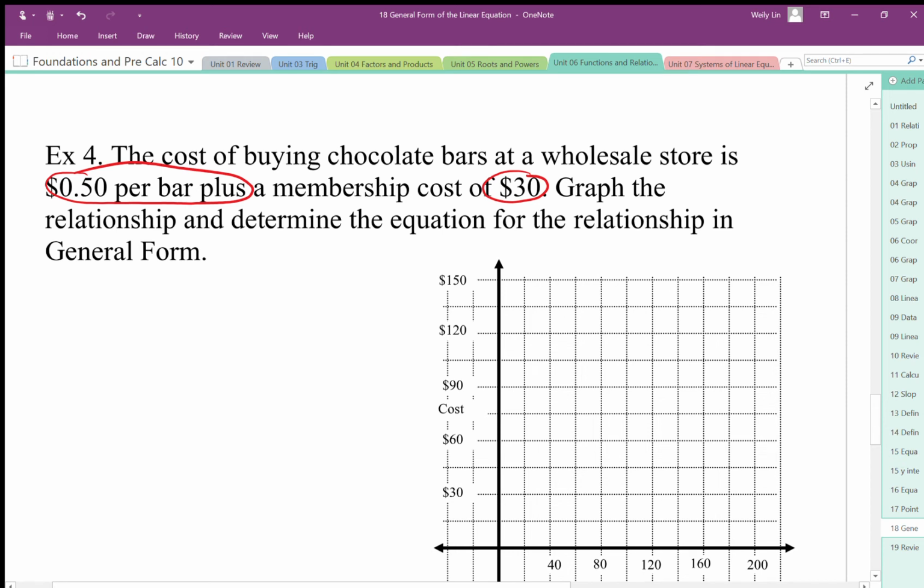So I think we're going to start this by writing the relationship. The cost is equal to 50 cents times the number of bars plus the $30 membership. And so we can rewrite this. I'm just going to write this as an xy equation.